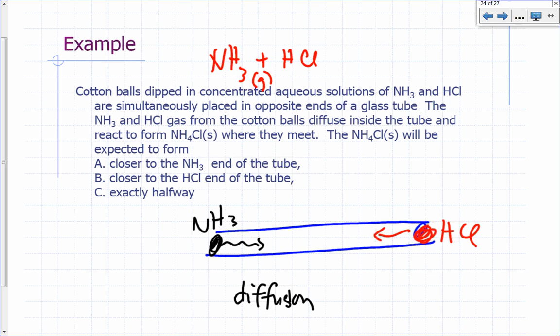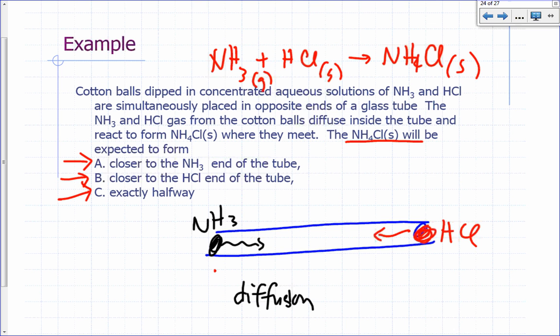So both of these are gases. When they meet, they're going to form a solid of ammonium chloride. And you'll see a ring inside this tube where they meet. The question is, where will you expect this ring to form? Is it going to be closer to the ammonia, or is it going to be closer to the HCl end of your tube, or is it going to be exactly halfway?